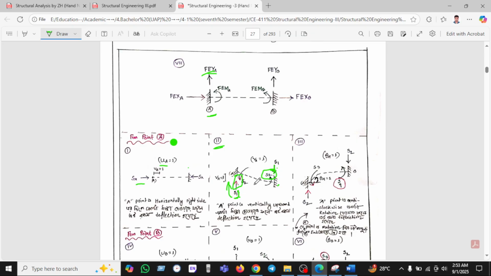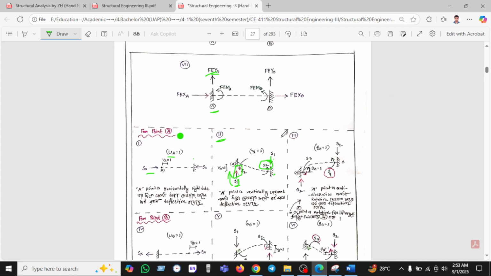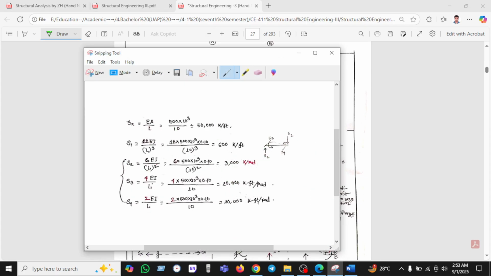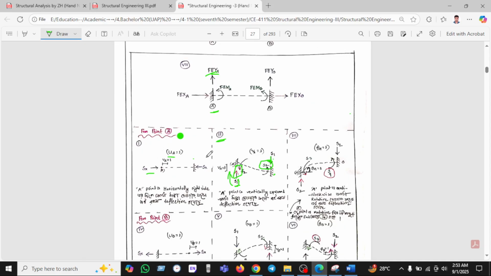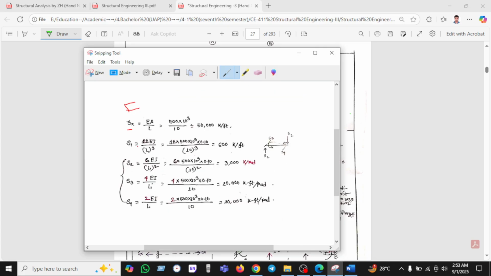So what is the meaning of S1? Here is some basic formula that must be memorized. There is no other option. So S_X is the axial load, and S_X will be EA by L, S1 is 12EI by L cubed, S2 is 6EI by L squared, S3 is 4EI by L, and S4 is 2EI by L.